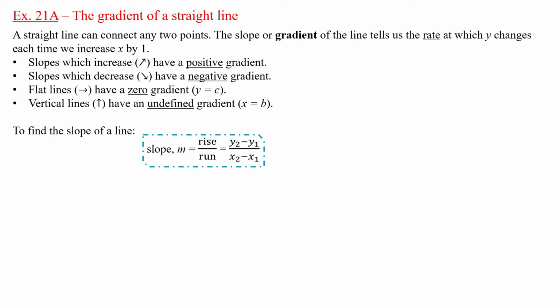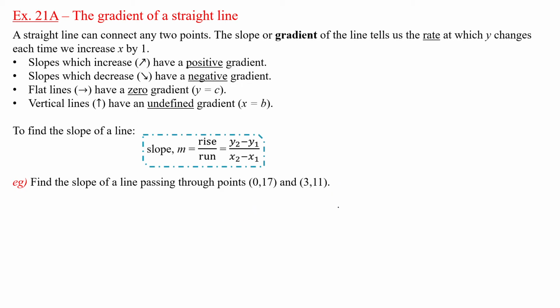To find the slope of a line, the slope or gradient m is given by the rise over run, or y2 take y1 over x2 take x1. Let's give that a go in an example. We're going to find the slope of a line passing through the points (0, 17) and (3, 11).